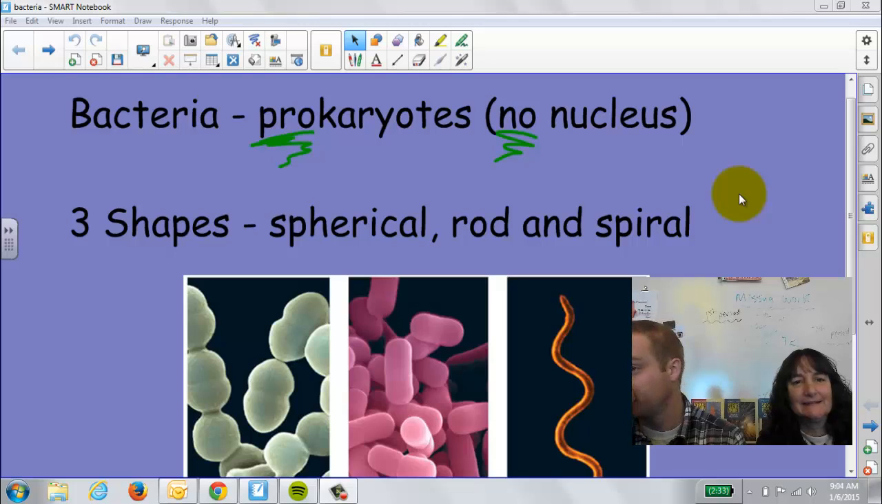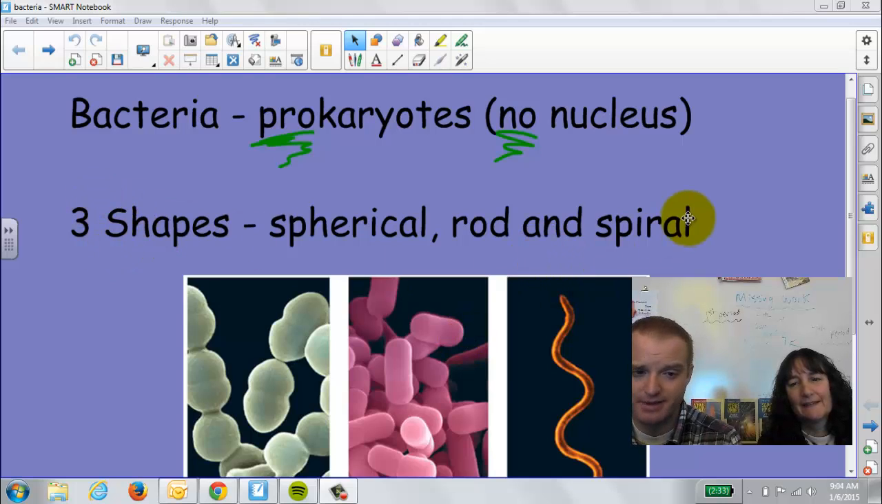So our first actual real living things, I guess we would say, we're studying this year. Bacteria cells, all of them, are prokaryotes or prokaryotic. Pro means no, so they do not have a nucleus. Their DNA kind of floats around in their cytoplasm. There's no defined space for the nucleus.